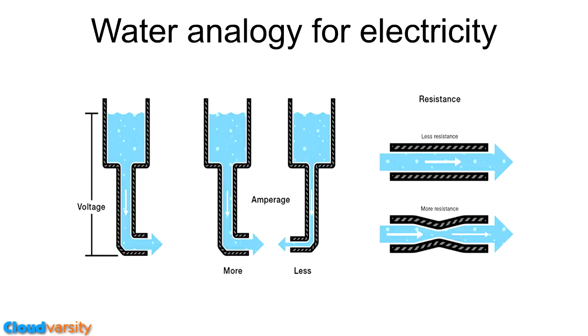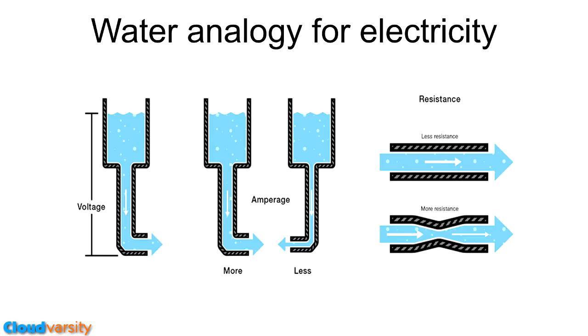Now water analogy for electricity. So if we think the height to be the voltage and the water inside this container to be the current, which is measured in amperes, and resistance being the cross-sectional area allowed for the water to flow.